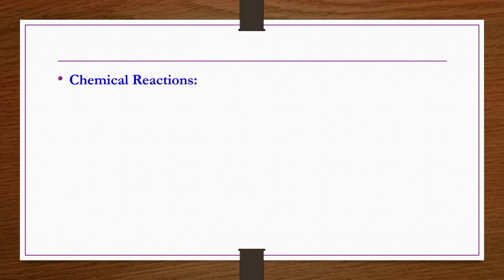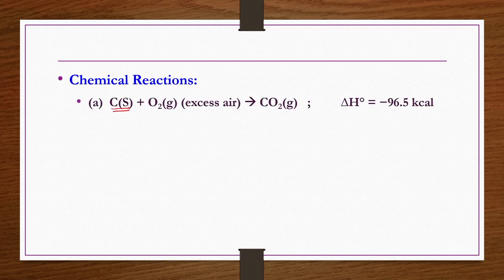Now some of the common chemical reactions occur in these fuel gas production processes. What are they, we are going to see now. The first reaction: if you have solid carbon and you react it with gaseous oxygen with excess air, then you get carbon dioxide gas with delta H naught minus 96.5 kilocalorie. Now this delta H is negative, which means the enthalpy of the reactants is higher compared to the enthalpy of the products, so it liberates energy. It is an exothermic reaction. When this reaction takes place, whatever energy is liberated can be recovered and used for different processes like process heating, etc.